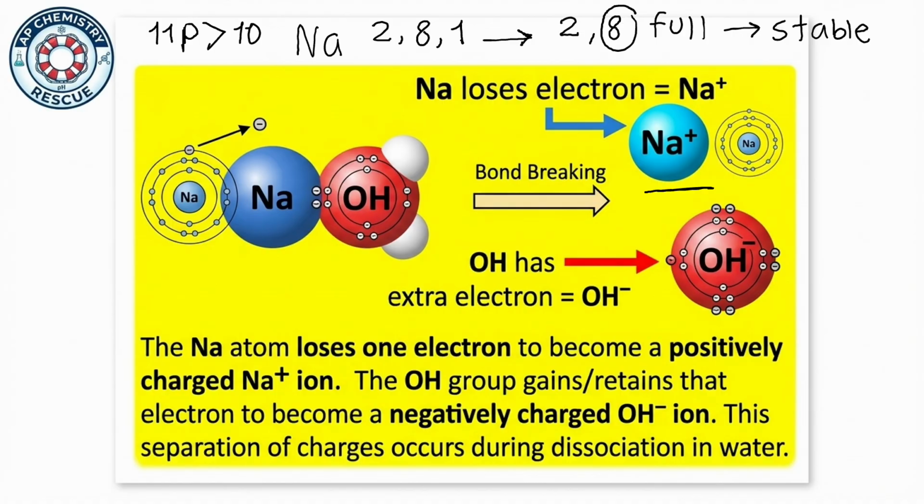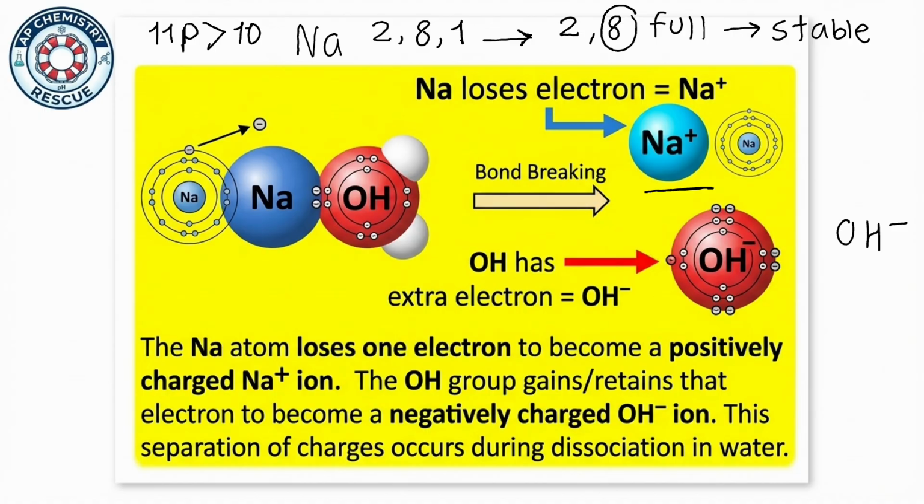Where did that electron go? The OH group has electrons already, and when sodium leaves one electron, the OH keeps the bonding electron. So OH ends up with an extra electron. Extra electron means negative charge. So instead of OH, you will become OH minus. That's why it becomes OH minus and it's called the hydroxide.